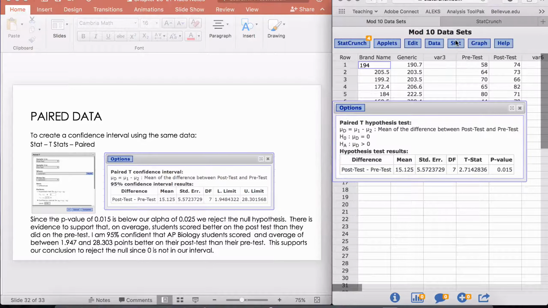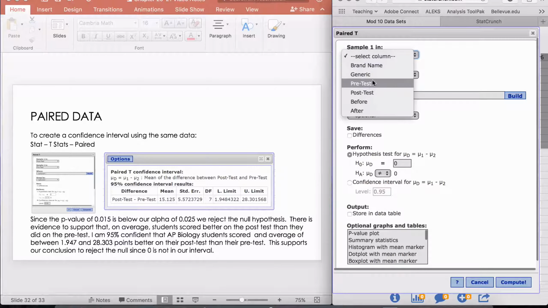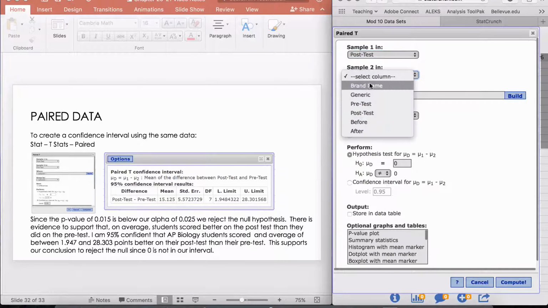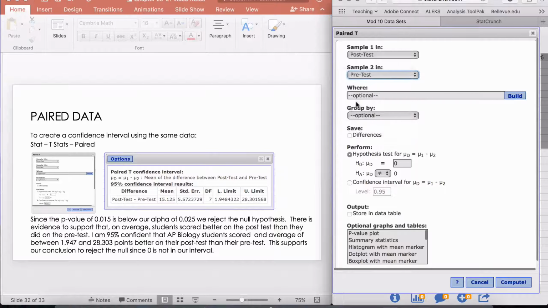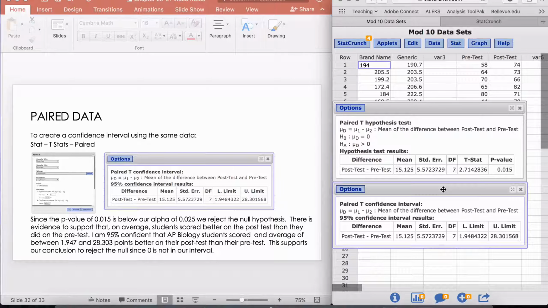Now to do the interval, again, if I have to do this, say, for an assessment to submit it, I would just do it again. Stat, T-stats, paired, and I would do post, pre, and make sure you're choosing the appropriate level of confidence. Click compute, and notice I have now found my lower limit and upper limit.